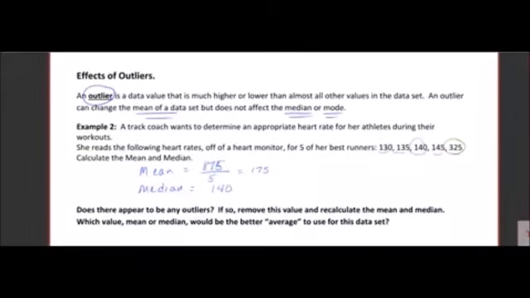I misspoke a second ago. I said we want to find the mean and the mode, but I meant the mean and the median. So I come up with a mean of 175 as a heart rate and a median of 140 for a heart rate. Let me check my values there just to make sure.